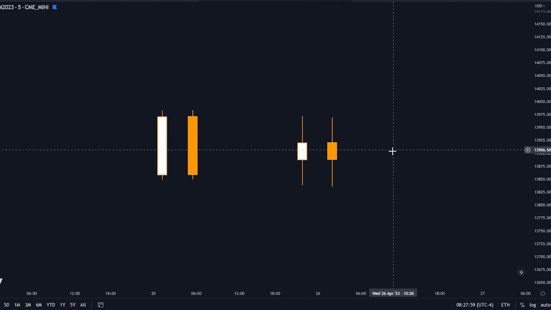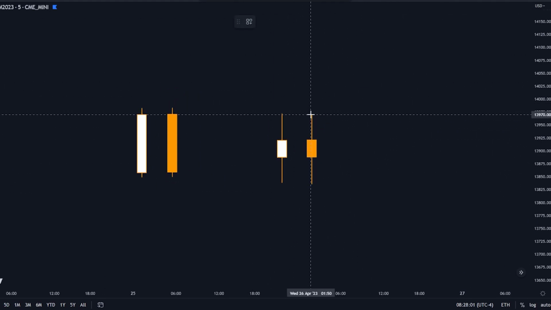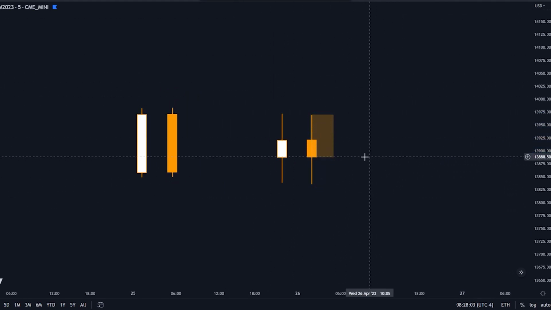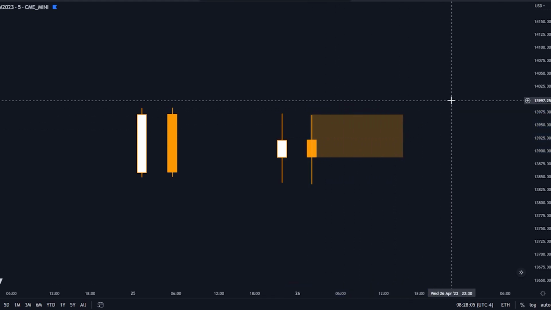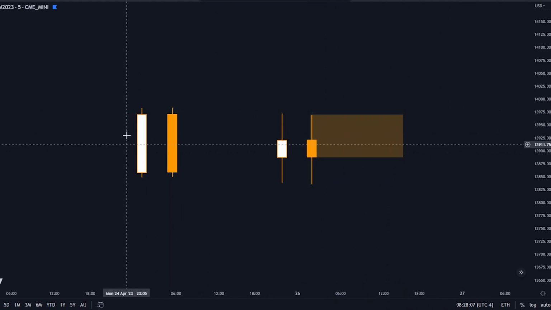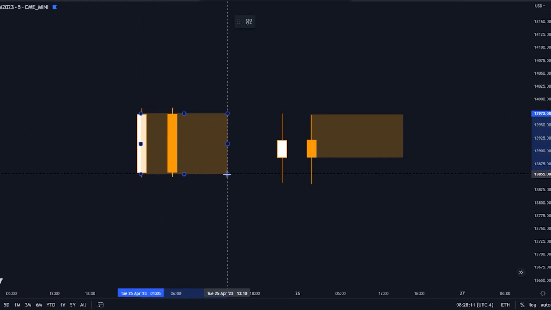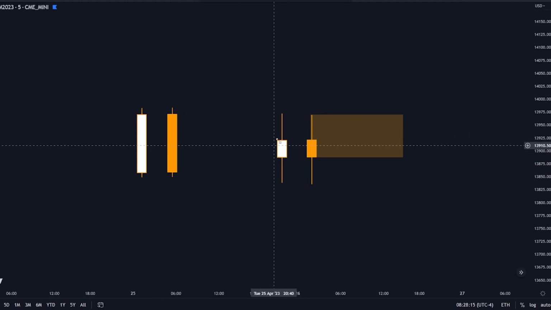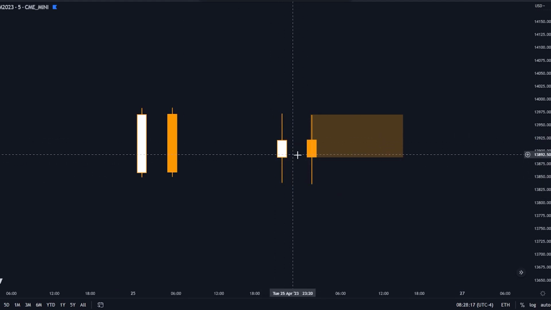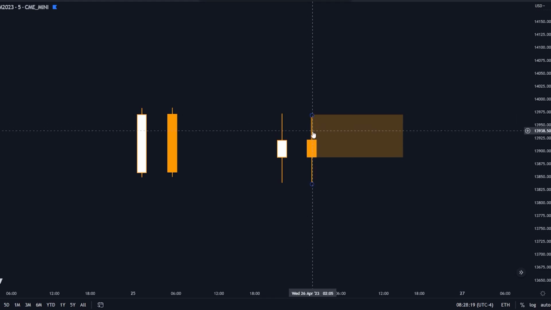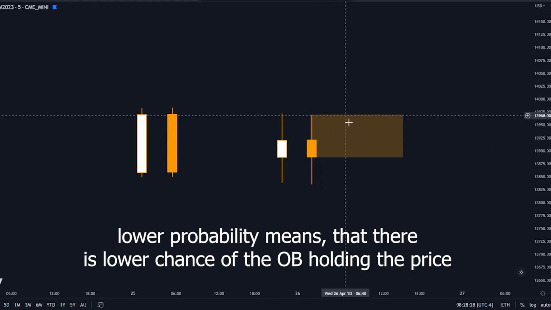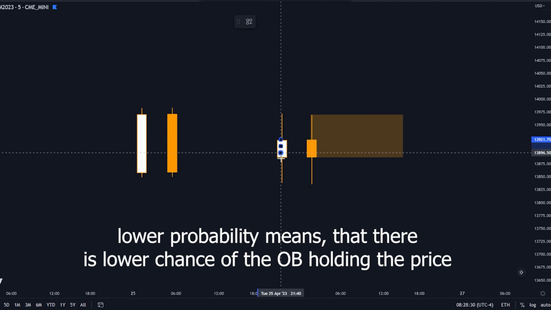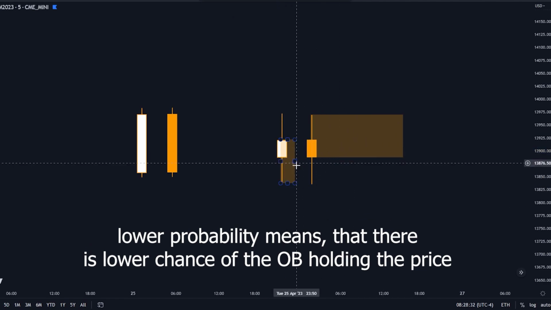Now, with the small candles, I use their wick and the body. So this one is bullish. So I would chart it like this. This one is the same thing. And lower probability would be the higher part of the bullish order block and the lower part of the bearish one.